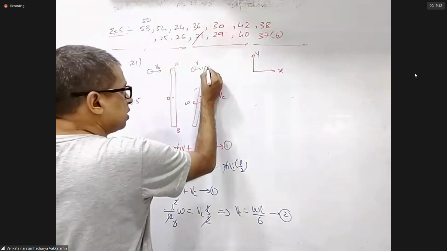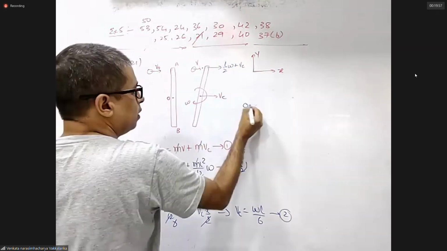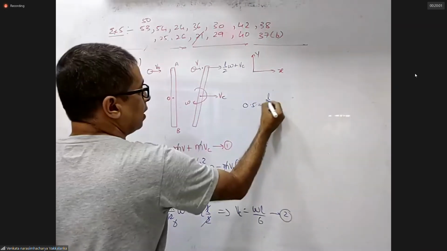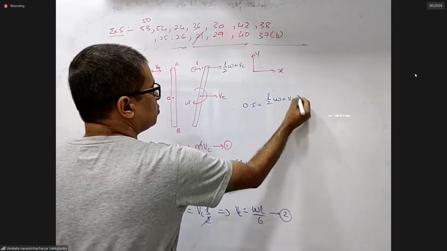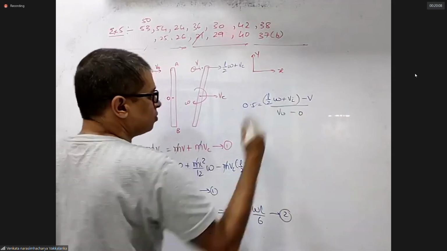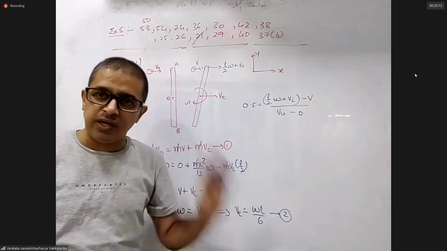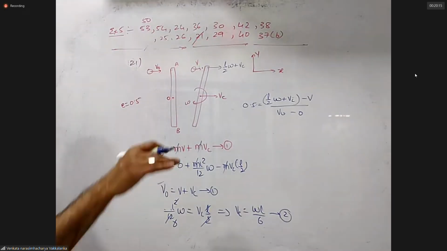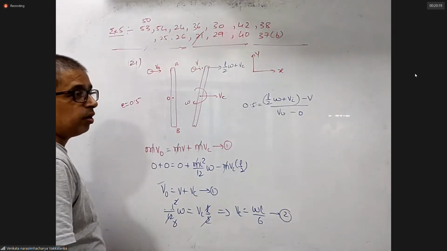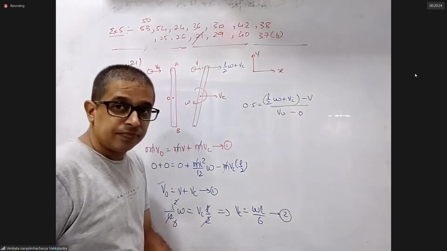He has given you a third equation as well. 0.5 is equal to L by 2 omega plus Vc minus V, upon V naught minus V. Third equation. Three equations and three variables: V, Vc and omega. All three you can calculate. Once you calculate, he is asking you the x coordinate and y coordinate of this as a function of time.